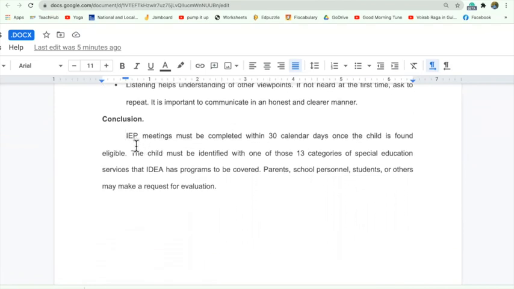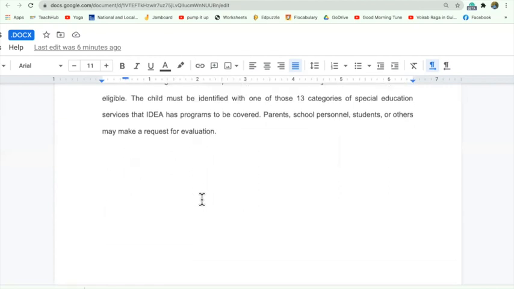Conclusion: IEP meetings must be completed within 30 calendar days once the child is found eligible. The child must be identified with one of these 13 categories of special education services that IDEA has programmed to be covered. Parents, school personnel, students, or others may make a request for evaluation.